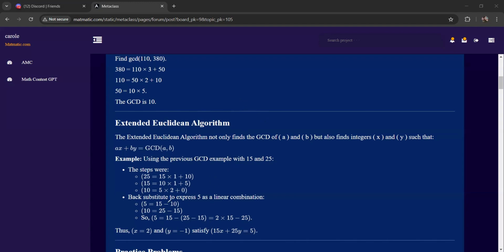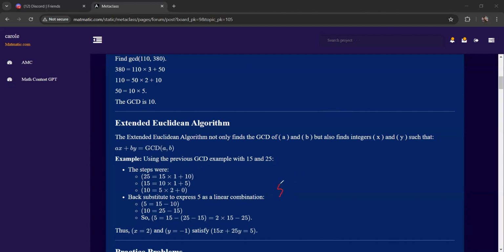So here we have an example of it. We have 15 and 25. So here, it's just the same thing as the Euclidean algorithm, so I won't explain it. But now we use back substitution to express 5 as a linear combination. So essentially what this means is first we start off with 5, which is equal to 15 minus 10.